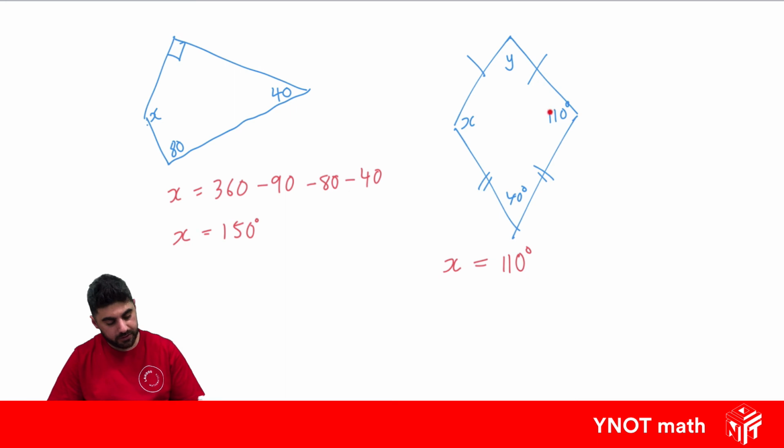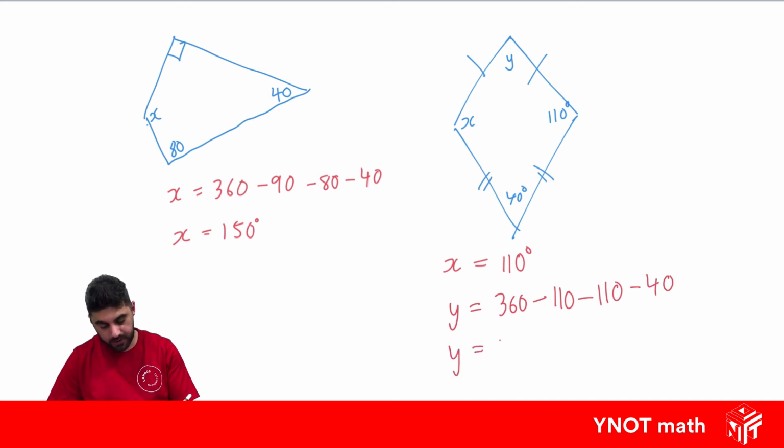Now we know three of the angles, so we should be able to find the fourth one, knowing all four angles sum to 360 degrees. So Y is just going to equal 360 minus 110 minus 110 minus 40, and if we do that, we get 100 degrees for Y.